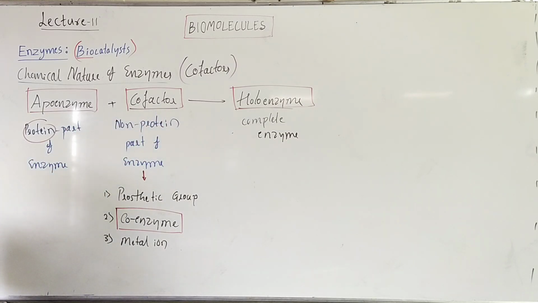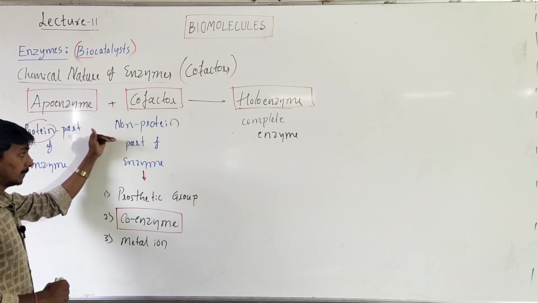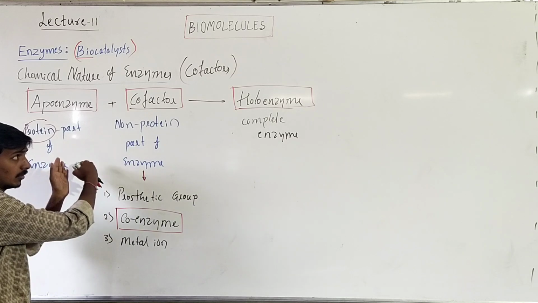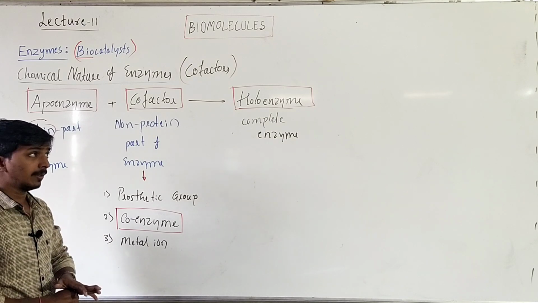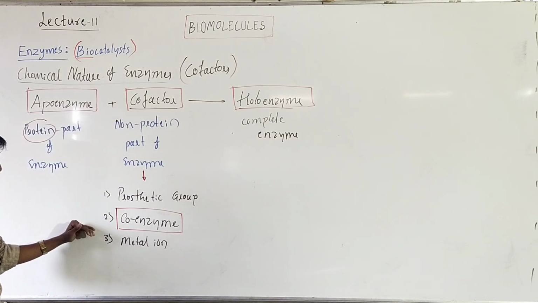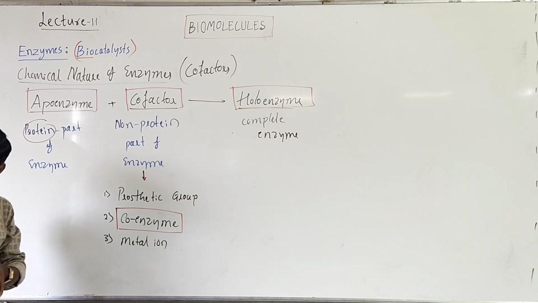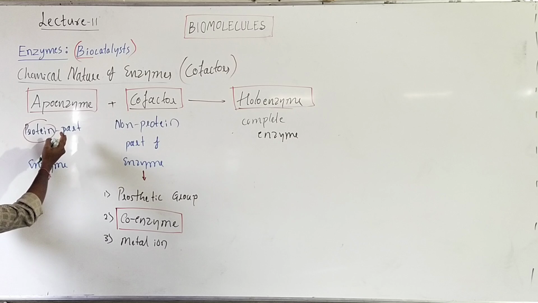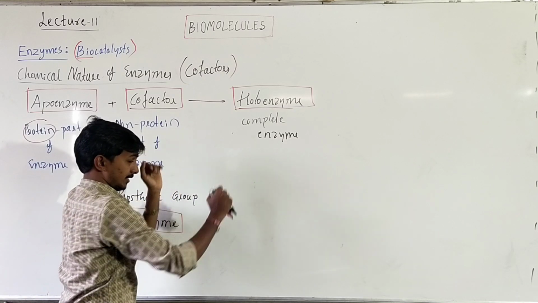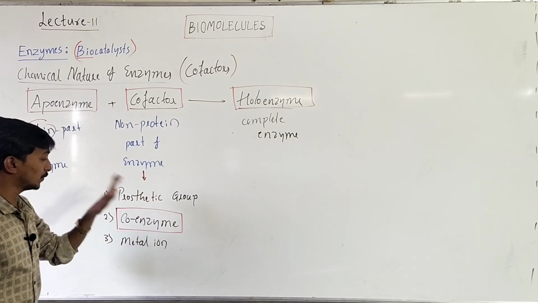Better pause the video. Write this perfectly so that you can understand. Apoenzyme, protein part of the enzyme. Cofactor, non-protein part of the enzyme. Complete together will form a holoenzyme, means the complete enzyme. But in general, usually the cofactors are of 3 types. Means 3 types of chemicals are attached to the protein part to make a complete enzyme, right? So don't confuse among all those 4 items.